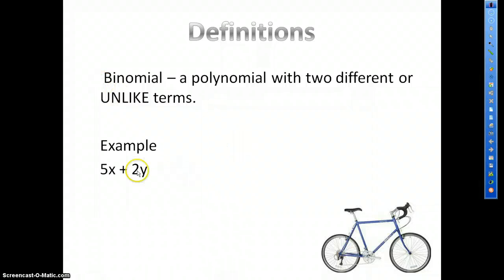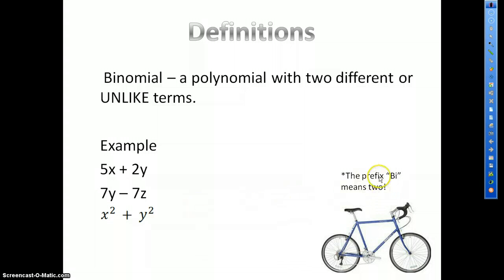Here are some examples. 5x plus 2y. You've got two monomials being added together, and since there's two of them, this is considered a binomial. Here we go again. We've got 7y minus 7z. Different terms, they're not the same, they're not like, and there's two of them, which makes it a binomial. Another one, x squared plus y squared. Different variables, so they're unlike.